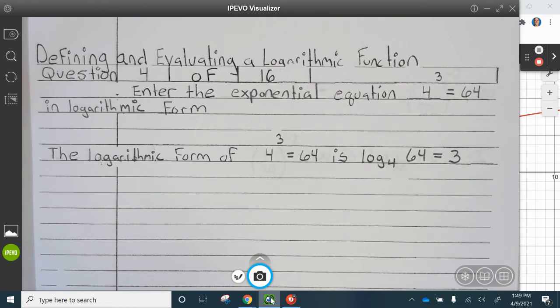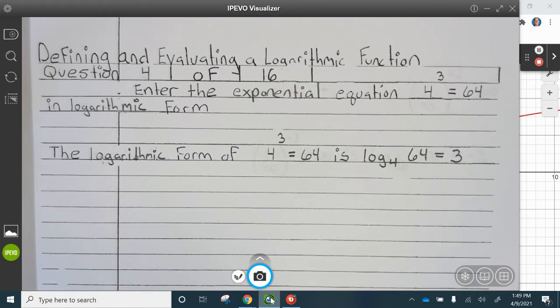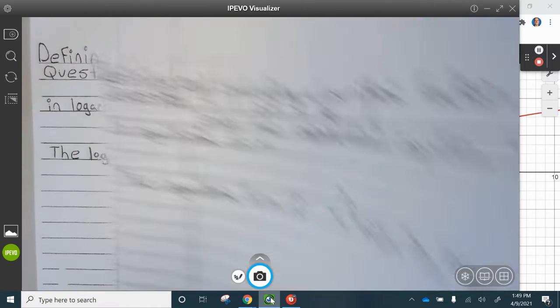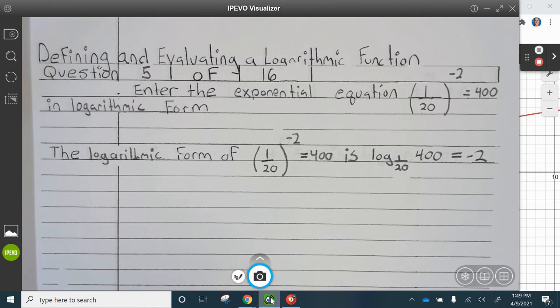All right, question 4 of 16. Enter the exponential equation 4 to the third equals 64 in logarithmic form. The logarithmic form of 4 to the third equals 64 is log base 4 of 64 equals 3. All right. Question 5 of 16. Enter the exponential equation 1 divided by 20 to the negative 2 equals 400 in logarithmic form. The logarithmic form is log base 1 divided by 20 of 400 equals negative 2.